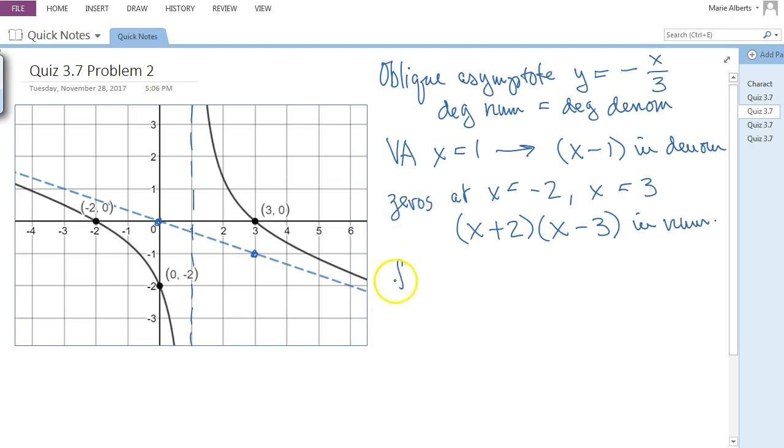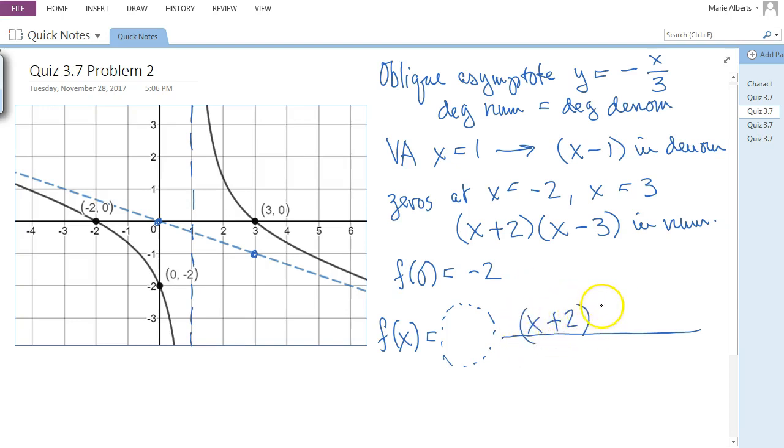Oh, I forgot to say f of 0 is equal to negative 2. Okay, so I have f of x equal to, there's probably some constant here. I don't know what it is. I'm going to have to find that out in time, but meanwhile I have x plus 2 and x minus 3 over x minus 1.